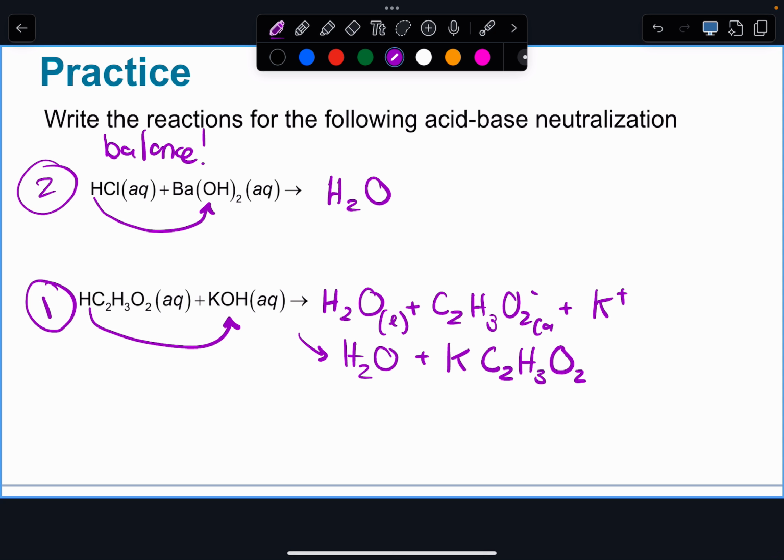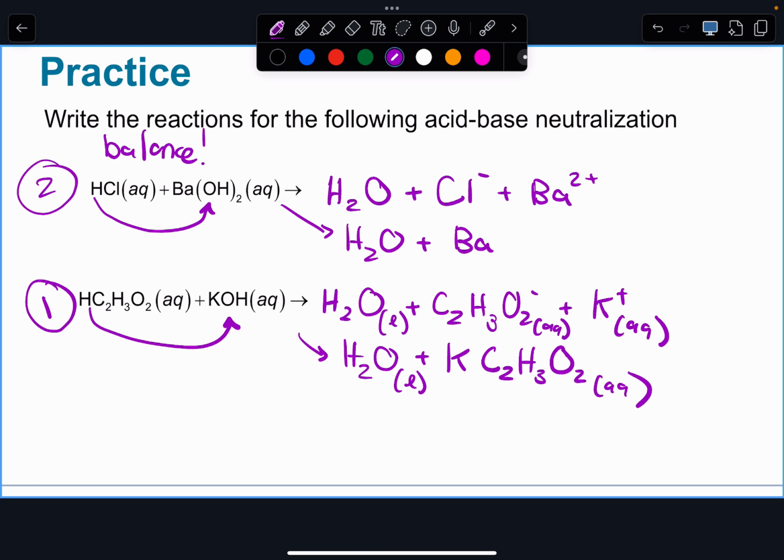I will go ahead and put states on these. This isn't quite as important here as it's going to be in the precipitation reactions, but it's good practice. Okay, just one more minute and then we'll talk through that.